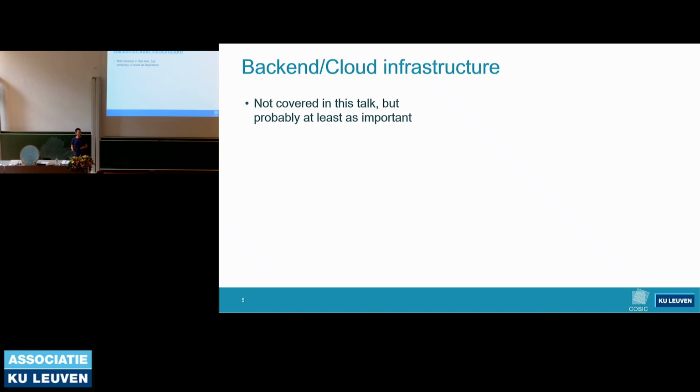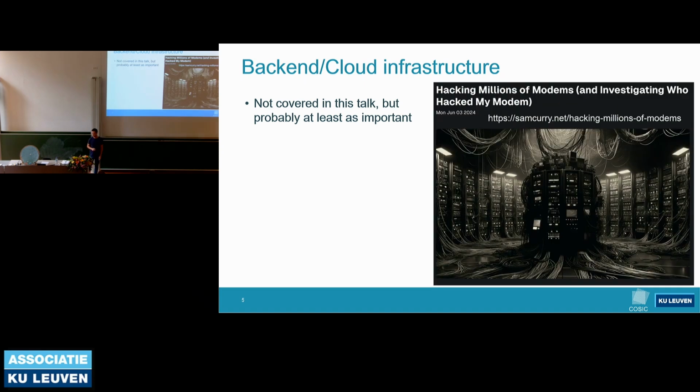But that doesn't mean it's not important, because you can, of course, imagine that if someone can compromise the entire cloud backend, that they can probably also attack all of the devices. One recent example that I thought was really well written, and I can recommend you all read, was by Sam Curry. And one day, Sam noticed that his modem provided by his internet service provider had been compromised. He noticed this because he noticed that some of the requests he was doing were being replayed by the modem a second time. This stood out to Sam.